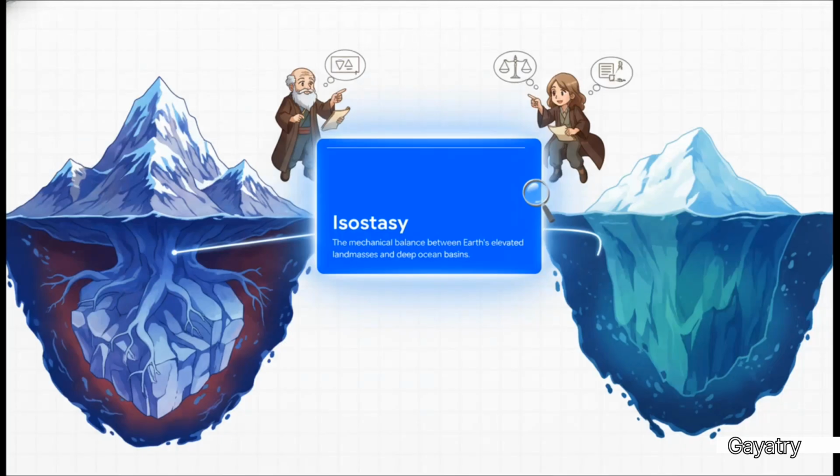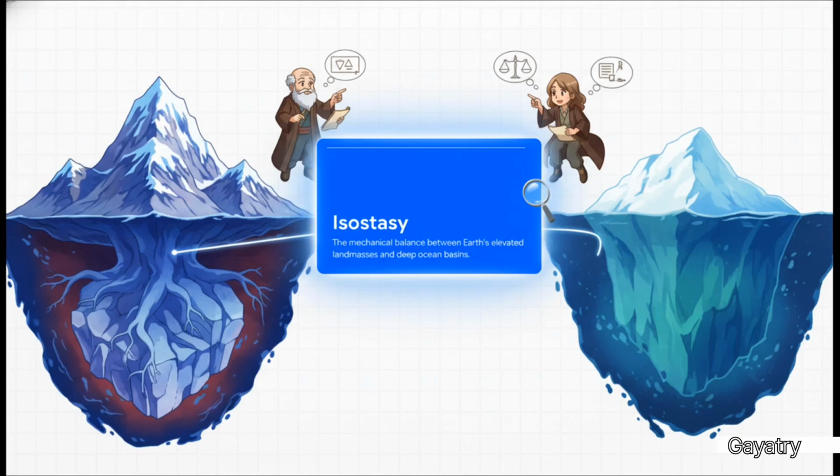Now, you might be wondering, and it's a completely fair question, with all these varying densities, how does the planet balance it all? Like, why don't towering mountain ranges like the Himalayas just tip the spinning Earth right over? The answer is isostasy. Basically, it's the mechanical balance maintained between Earth's elevated land masses and its really deep ocean basins. Scholars like Airy and Pratt debated the exact mechanics of this for a long time, but the core concept is essentially a balancing act.